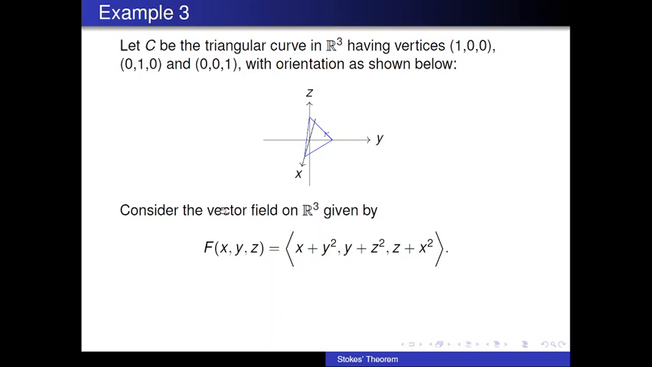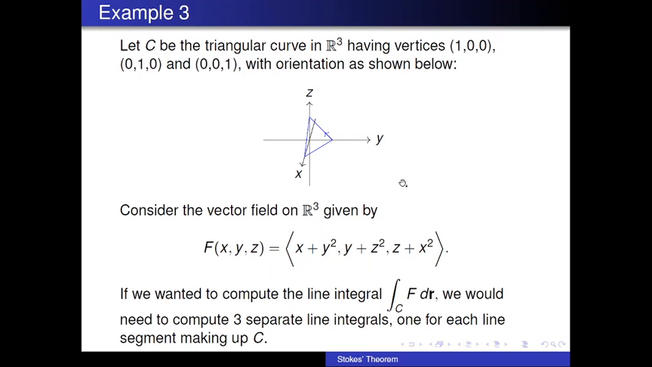On this curve, let's consider the vector field, big F, whose first component is x plus y squared, its second component is y plus z squared, and its last component is z plus x squared. Now notice that if we wanted to do the line integral of F along this curve C, we'd have to do it in three pieces, because we have three distinct straight line segments. We would need to parameterize each one separately and then ultimately compute three line integrals.